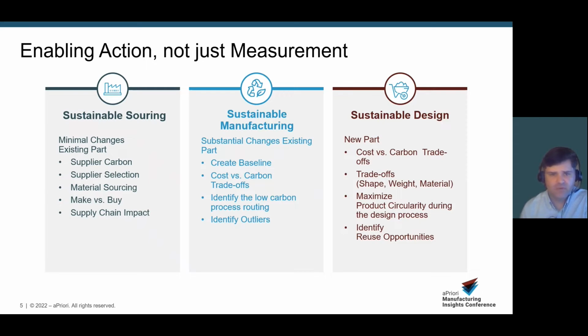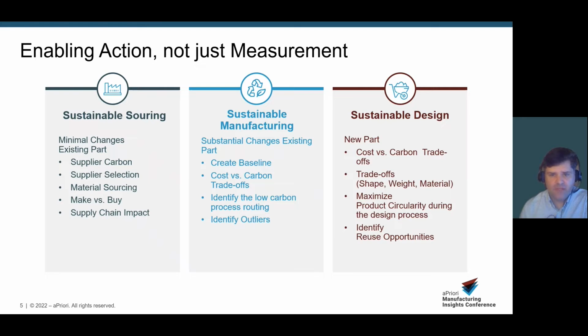And as we move a little bit further into the design cycle, looking at sustainable manufacturing, you know, some changes to existing parts. We're looking at creating that baseline cost versus carbon trade-offs, identify low carbon process routing, and identifying outliers, so we can really understand where the carbon is coming from in that product.